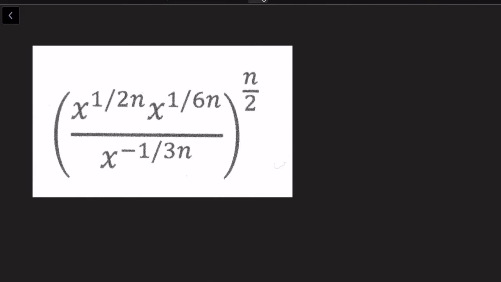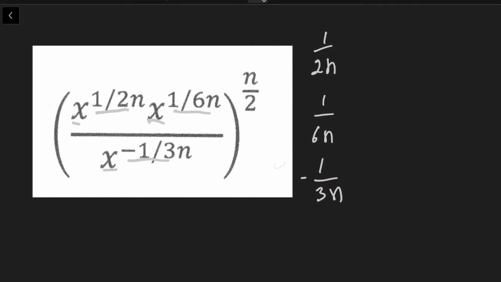So for this one, first of all, we can see that all of our variables inside of the parentheses are the same. They're all x's. Since our exponents are fractions, I want to make all of our fractions have the same denominator, just to make it easier to work with. There's a common denominator between these three, and that is 6, because 1 over 2n, 1 over 6n, and 1 over 3n. Actually, this is negative. So the common denominator between all of these is 6.